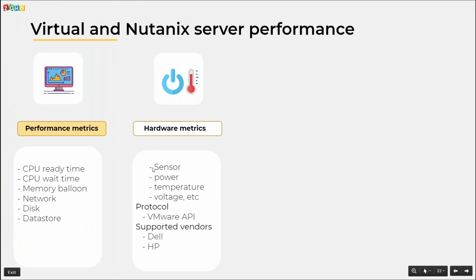And for virtual devices like vCenter or Hyper-V, you have hardware metrics which can also be monitored, like sensors, power, temperature, and voltage, for which we completely rely on the VMware API. Whatever results we fetch from the VMware API, we get them right here. We also support that only for Dell and HP vendors as of now.